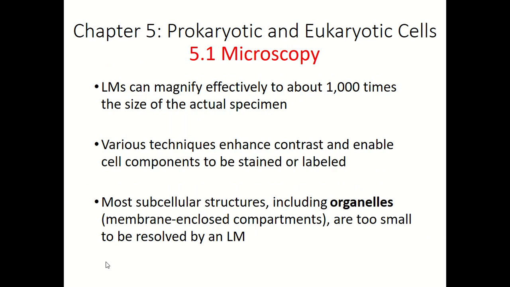So next, light microscopy can magnify effectively to about 1,000 times the size of the actual specimen, because the eyepiece is 10 times, and the highest magnification of the objective lens is 100 times. So 100 times 10 is equal to 1,000. Okay. Various techniques are also used to enhance the contrast and enable the cell components to be stained or labeled. Most subcellular structures, including organelles, are too small to be resolved by a light microscope.